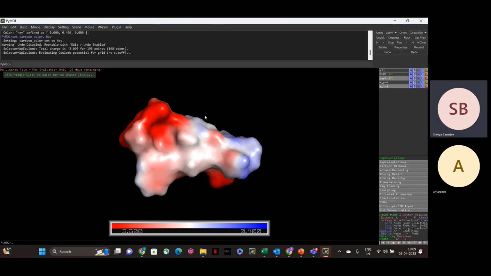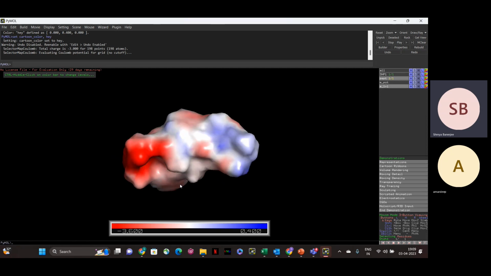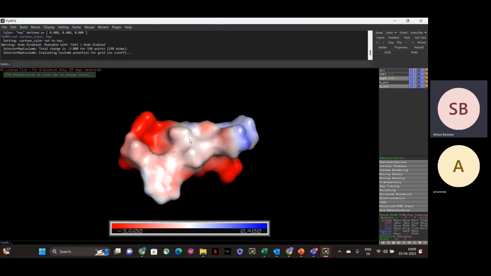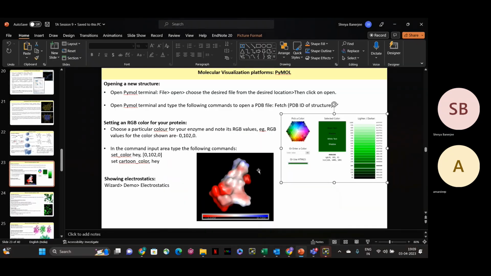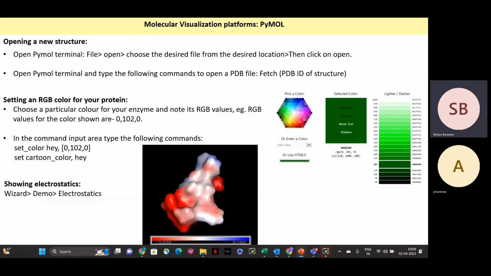Similarly, this protein does not have many strong positively charged areas. As you can see, the red is very intense, but the blue is quite light. So if we have to guess whether this protein will bind to a positive or negative ligand, most probably it will bind to a positively charged ligand because this red area is quite intense. So now we have seen how to open the PDB, how to change its color, and how to look at the electrostatics. If we go to the next slide.